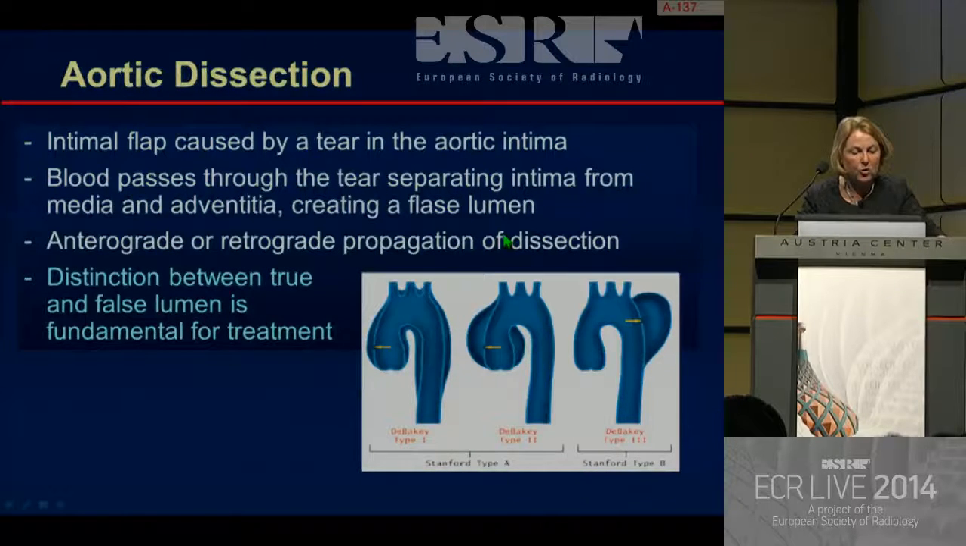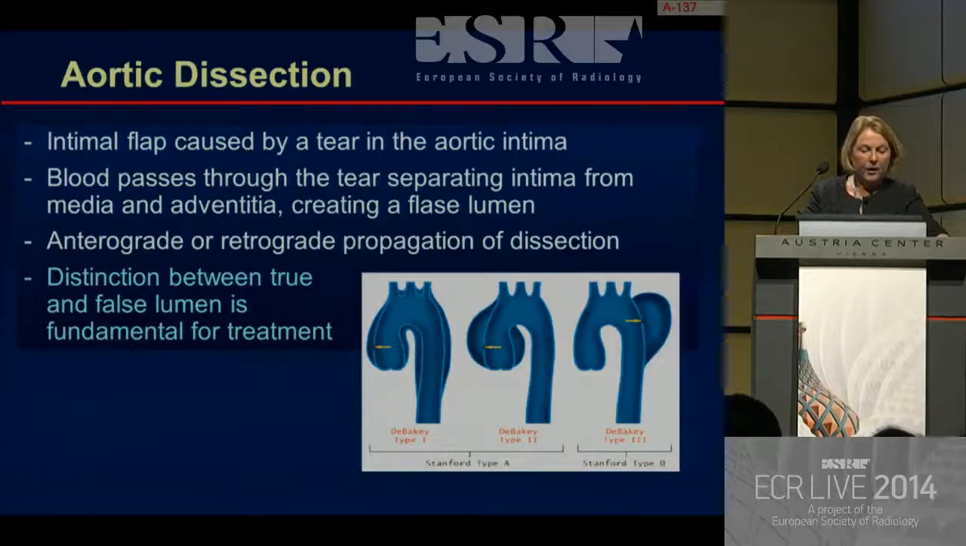Aortic dissection is caused by an intimal flap, by a tear within the aortic intima. Blood passes through the tear, separating the intima from the media and the adventitia and creating a false lumen. This dissection can move anterograde or retrograde, and then the distinction between the true and the false lumen is fundamental for the treatment, as we all know, and the most broadly applied classification is the Stanford A and B classification, dependent on the fact whether the ascending aorta is involved or not involved.